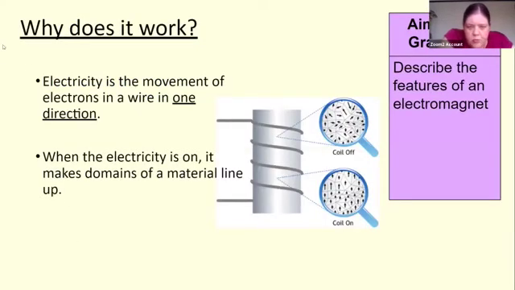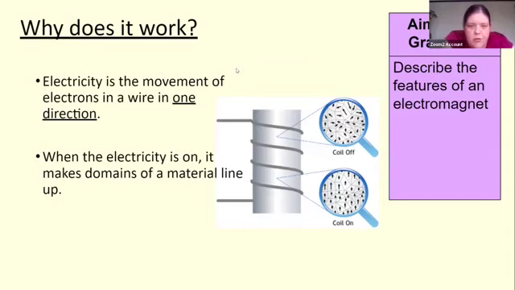Okay, why does this all work then? What is actually going on? Well, we've got electricity moving in one direction in the wire. And when the electricity is on, it causes the material to line up. So you can see here, we've got the same idea of the little mini domains. When you turn the electricity on, they all line up, and it allows the magnetic field lines to appear, and it becomes an electromagnet.